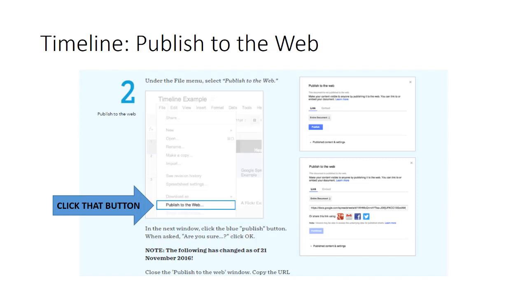Once you've filled in the information in your spreadsheet, you're going to go back to the File button and click that, and you'll see Publish to the Web. So you click on Publish to the Web, and some other things will come up here. Just get rid of those things. You're not going to need those.